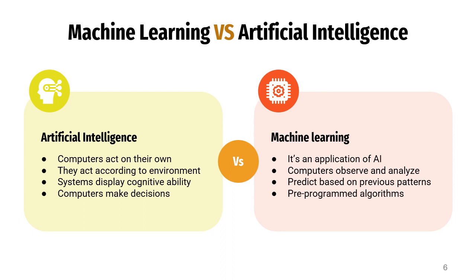Let's see the differences between machine learning and artificial intelligence. Artificial intelligence is where computers act on their own, but machine learning is an application of AI, or let's say a subset of artificial intelligence. They act according to the environment. Computers observe and analyze. Systems display cognitive ability, predict based on previous patterns. Computers make decisions on their own. Here we have pre-programmed algorithms which work and predict the results.